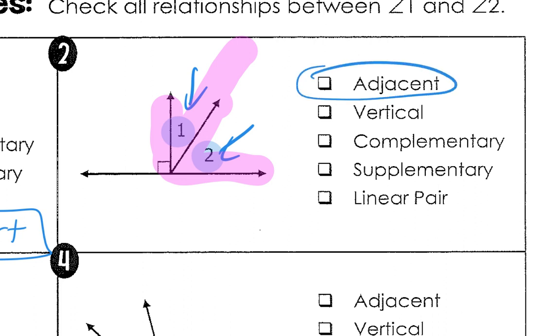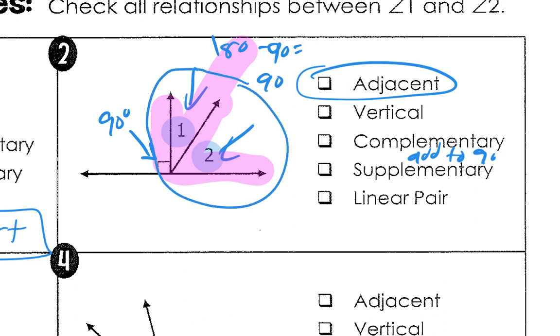Okay, are they vertical? No, vertical angles means opposite each other. Complementary? Complementary means adds to 90. Well, what do we know? This whole thing adds to 180, right? If this much is 90, that means 180 minus 90 equals 90 for both of these. These add up to 90 degrees. So those are complementary as well. Okay, so that's how we figure that out.